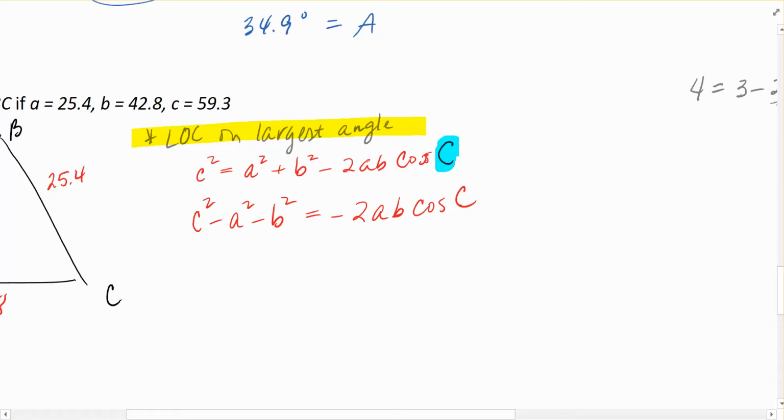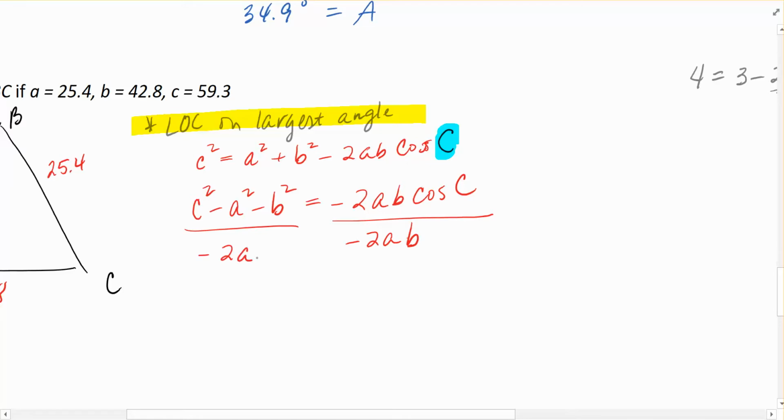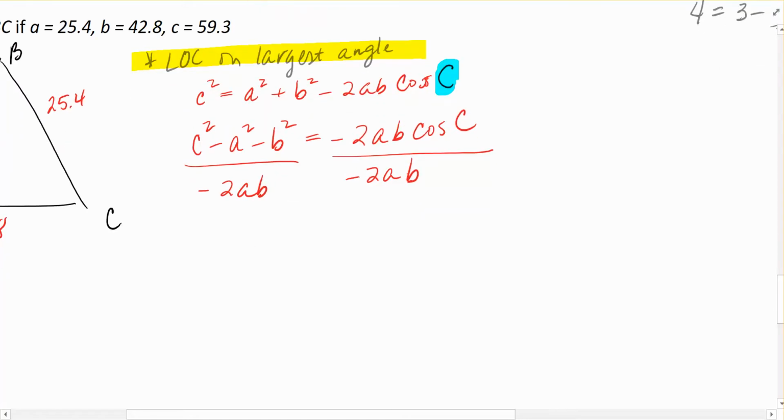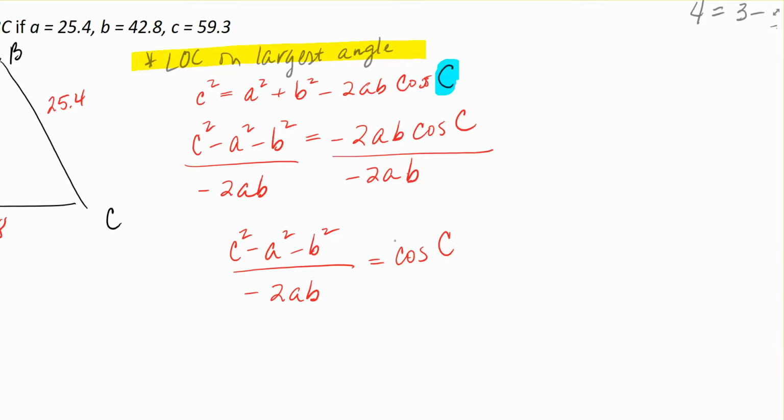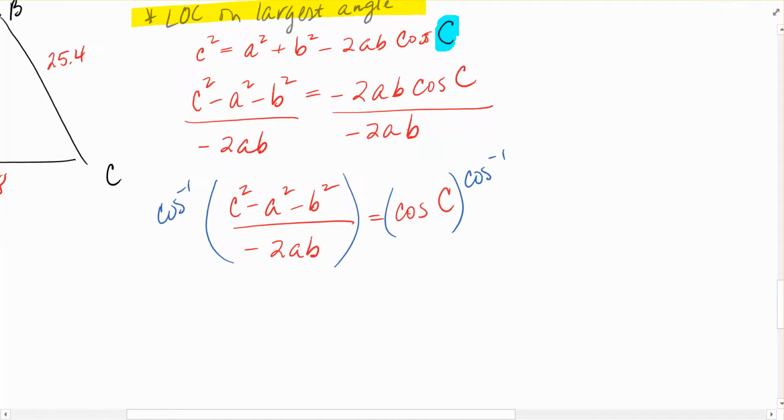Now once again, I'm trying to get angle C by itself, so we would divide by the negative 2ab, because those are the things that are multiplying times cosine of C. So let's divide both sides by negative 2ab, and what we end up with is c squared minus a squared minus b squared, all divided by negative 2ab, and that's equal to the cosine of angle C. At that point, we would take the inverse cosine of both sides, and that's going to give us our angle C.